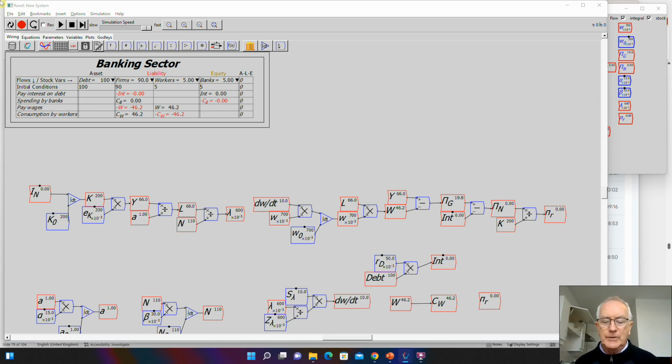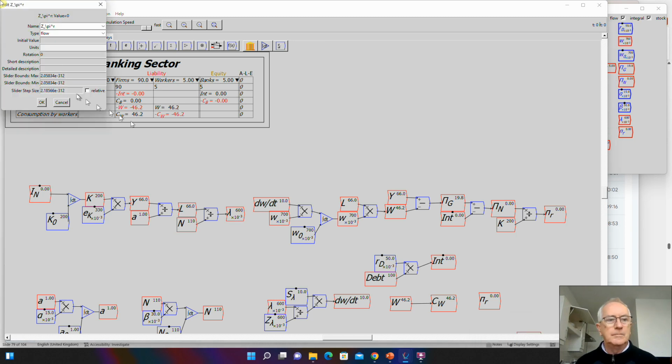Okay, so I'm going to use my Z, my zero point for, again, that square bracket. Just press the Shift key once you're actually on the canvas. So Z underscore backslash pi superscript R. Parameter, give that a value of 3%, so at 3% firms don't invest anything.